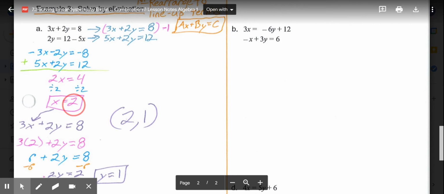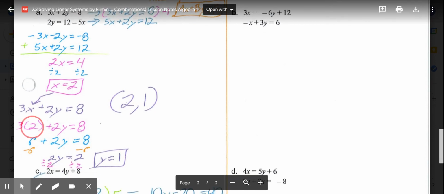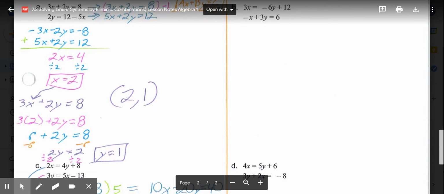Substitute in the x equals 2 into one of the two original equations. So I'm putting it into the top. So I end up with 3 times 2 plus 2y equals 8. 6 plus 2y equals 8. Subtract the 6, divide by 2, and y equals 1. So our ordered pair is 2, 1.